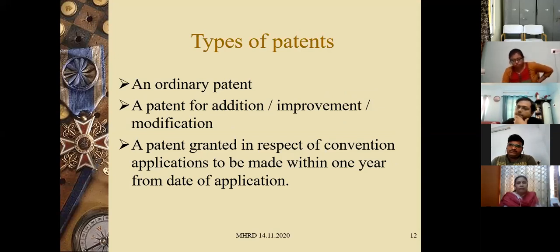So there are different types of patents. One is an ordinary patent, and then a patent for addition or improvement or modification. You might have discovered something or a prototype, then later you will work on it, and you will improve upon it or modify it. So there's provision to apply for modification also. A patent granted in respect of convention applications is to be made within 1 year from the date of application. So within 1 year you will have to get the patent granted. So there are different types of patents.